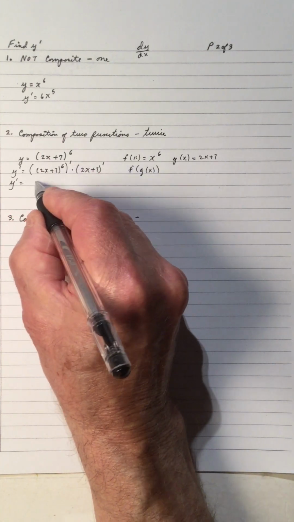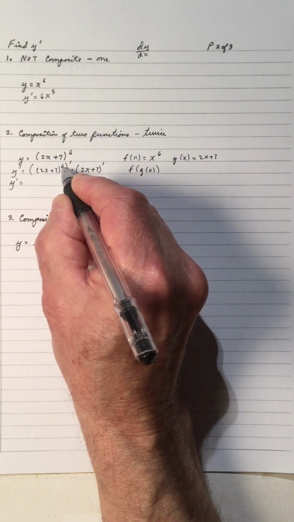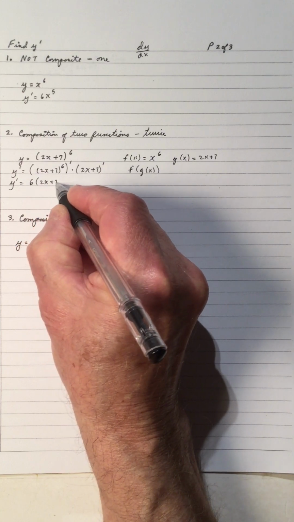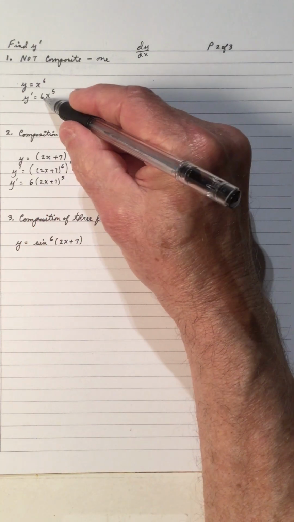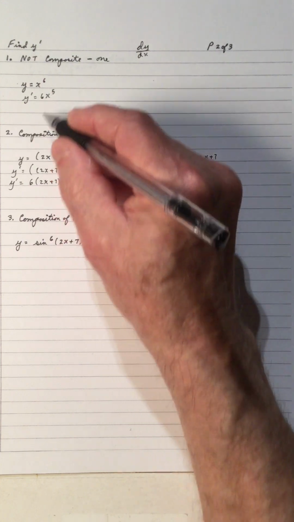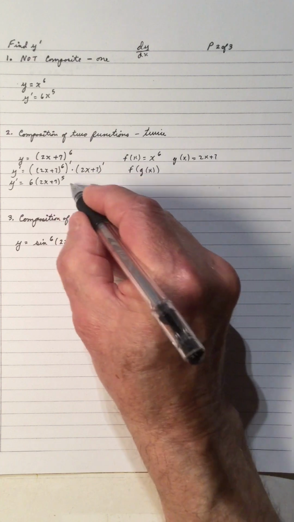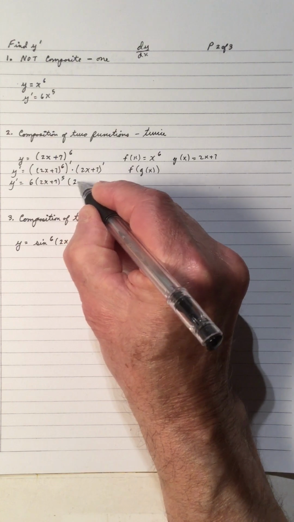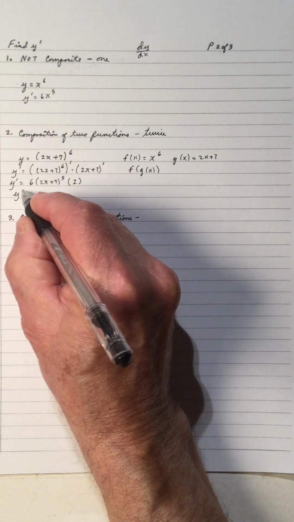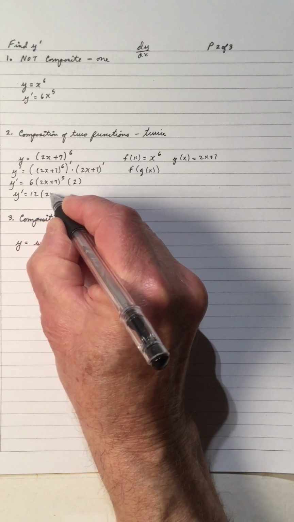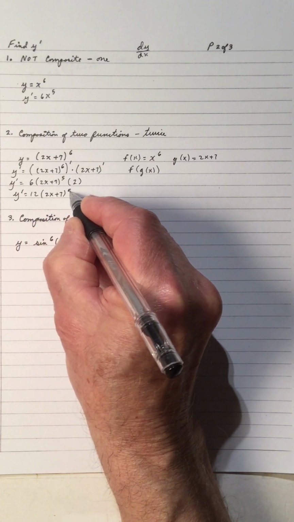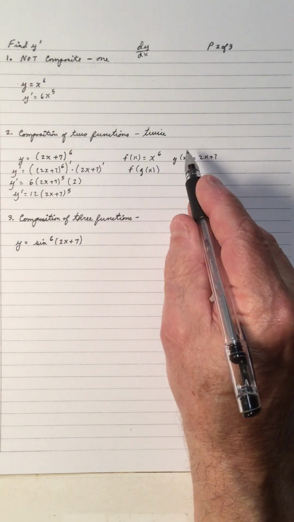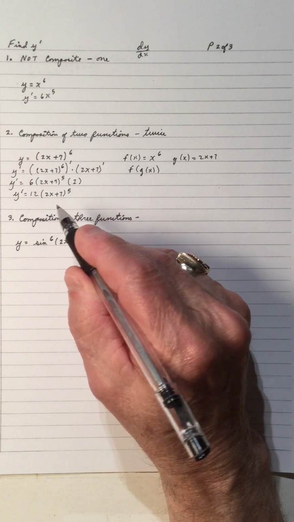So y prime: the derivative in terms of the x to the 6th is 6 times (2x plus 7) to the 5th power. Very similar to before, only that now instead of an x, we have 2x plus 7. And the derivative of the inside, 2x plus 7: the derivative of 2x is 2, the derivative of 7 is 0. So we get y prime is 12 times (2x plus 7) to the 5th power. Again, there's two functions, so the derivative is twice, once for the outside one and once for the inside one.